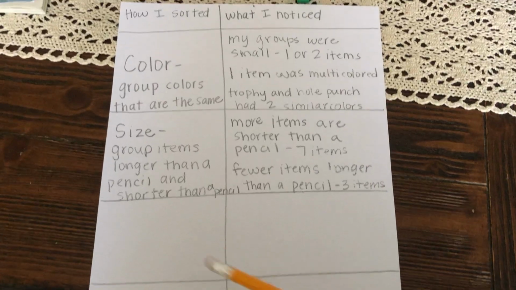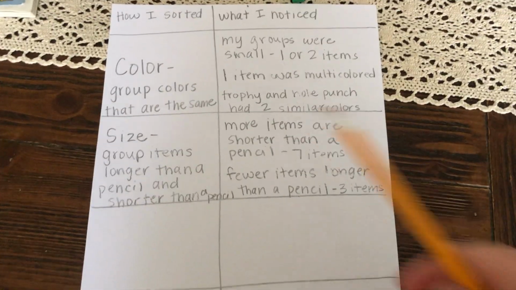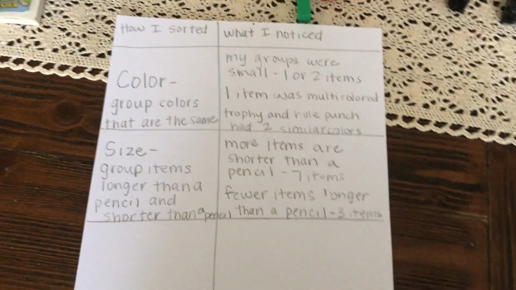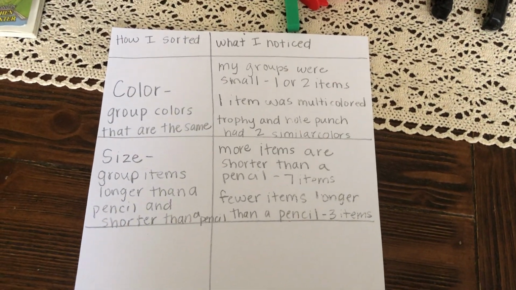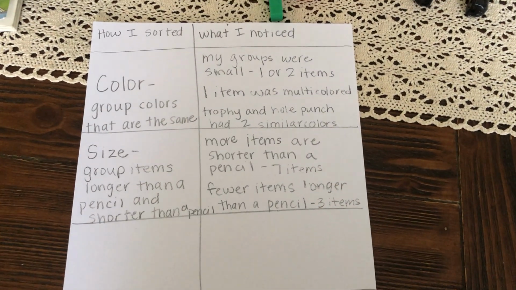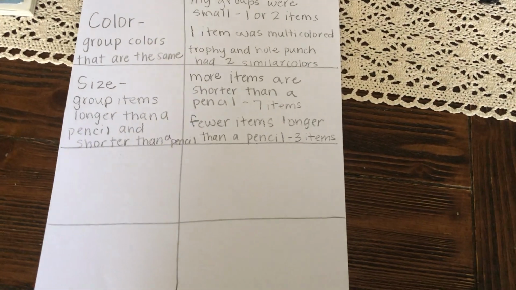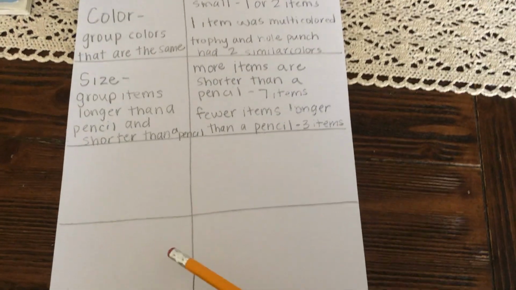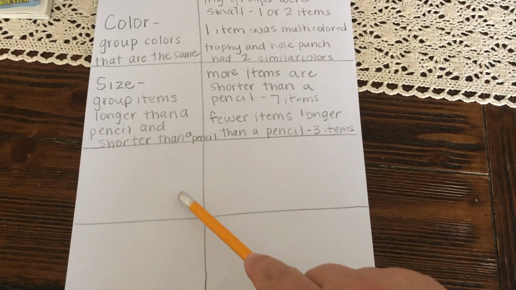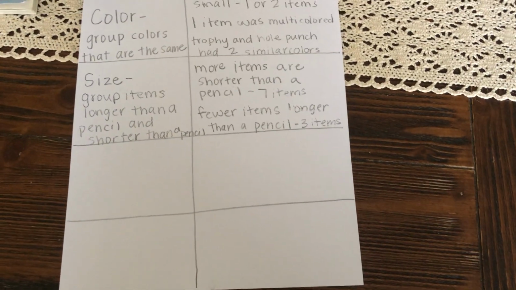So what you are going to do is you're going to think of another way to sort these items, the same items that you sorted before. We want to make sure that we're using the exact same items. You're going to tell me how you sorted the items, and then you're going to tell me what you notice. After that, in the next activities, you are going to think of 2 more ways to sort your items. You're going to tell me how you sorted them, and then you're going to tell me what you noticed.